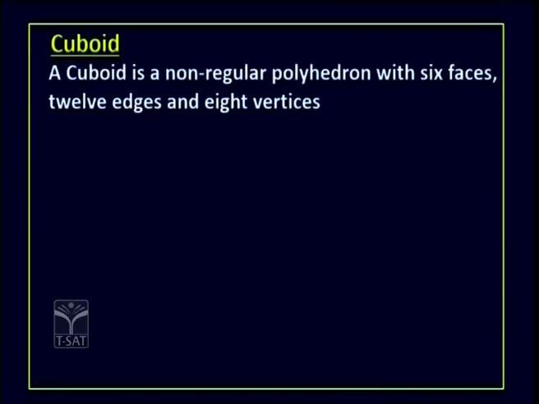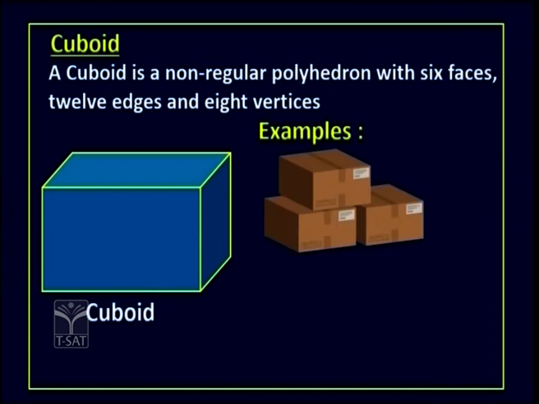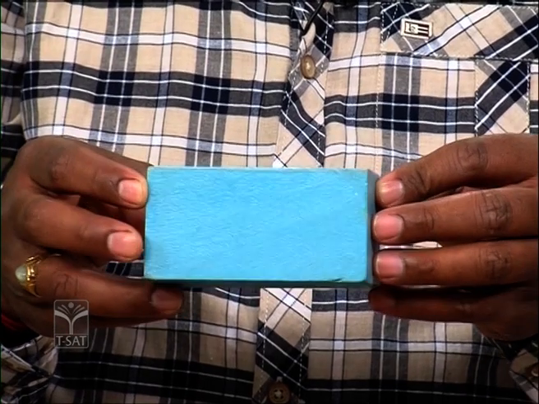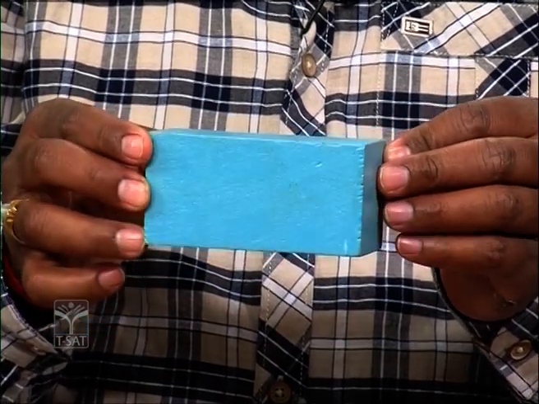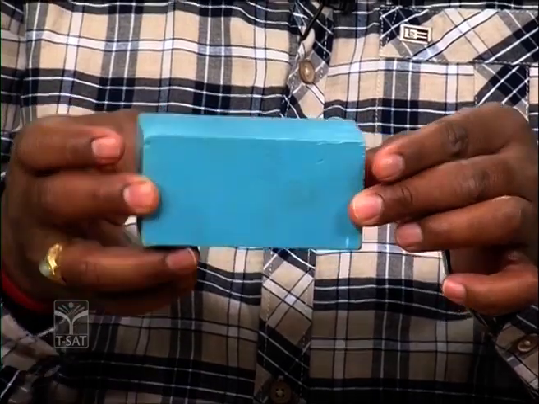Okay children, now let us understand what a cuboid is. A cuboid is a non-regular polyhedron with 6 faces, 12 edges and 8 vertices. Children, you can see the cuboid diagram on the screen. Can you give examples of this which we observe in our day-to-day life? Yes, a cotton box and a cake box. See children, here the cotton box and cake box are in the shape of a cuboid. Children, what is there in my hands? It is a cuboid. Children, is it a regular polyhedron? No.